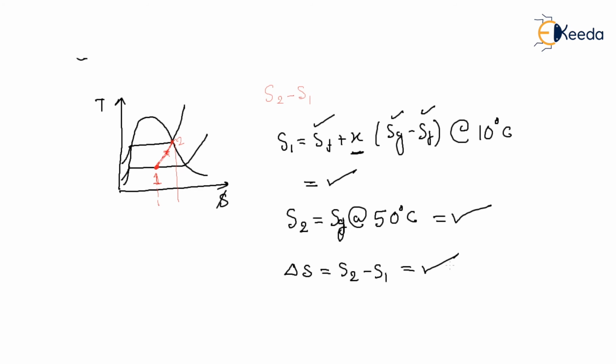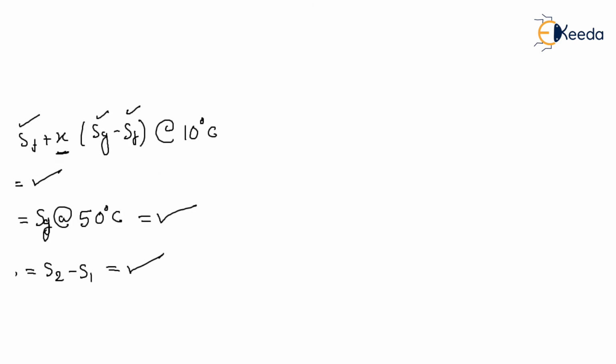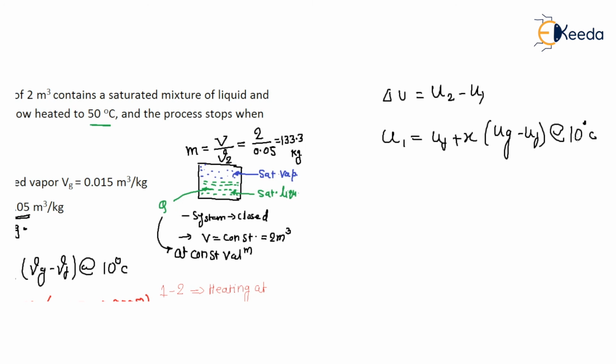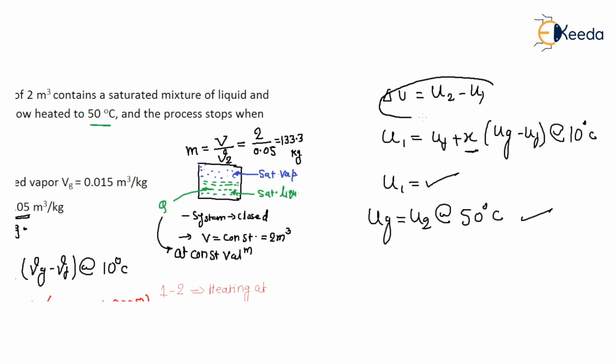Similarly, if you calculate the change in internal energy, delta U, that means U2 minus U1. U1 is equal to UF plus X (Ug minus UF) at 10 degree centigrade. You have X, and from the table you have UF, UFG, so you have U1. U2 is nothing, Ug at 50 degree centigrade. So you calculate the change in internal energy. Any of these values you can calculate, right?